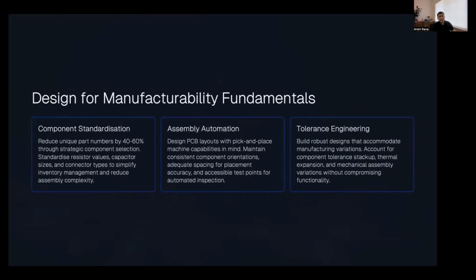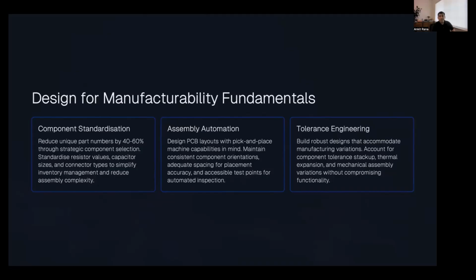There are three fundamentals I always stress: component standardization. Reducing unique part numbers by 40 to 60% can simplify your supply chain and speed up assembly. Think of standard resistor values or connector types. Second one is assembly automation. Your PCB layout should make life easier for pick and place machines. Consistent orientations, proper spacing, and accessible test points.